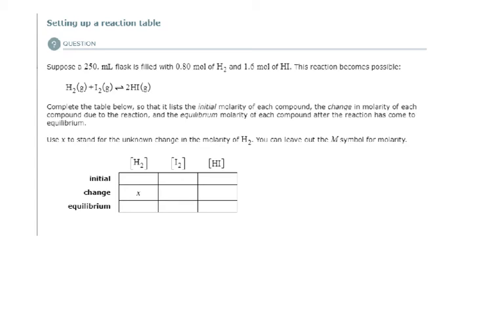All right, so here we're doing the same thing. We're going to use an ICE table or reaction table to set up how we can mathematically determine our equilibrium concentrations using algebra. Okay, so the first thing we need to do is determine our initial concentrations. We are not given concentration in molarity, but we're given moles. So the initial concentration of H2 needs to be determined, I2, and HI.